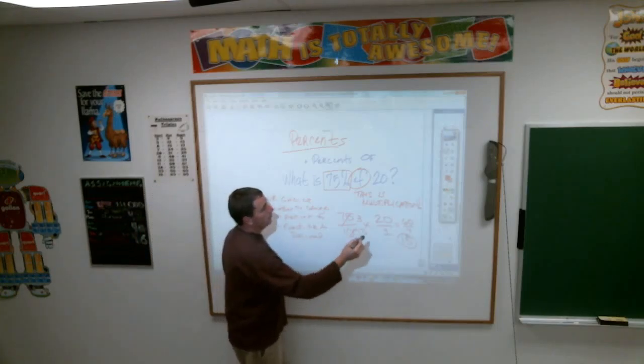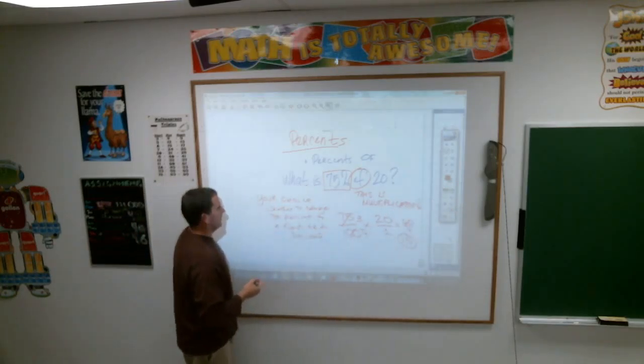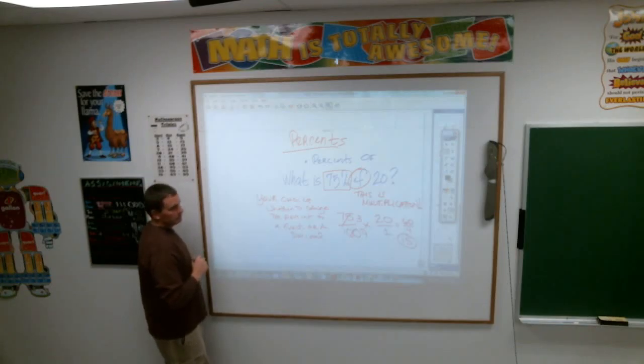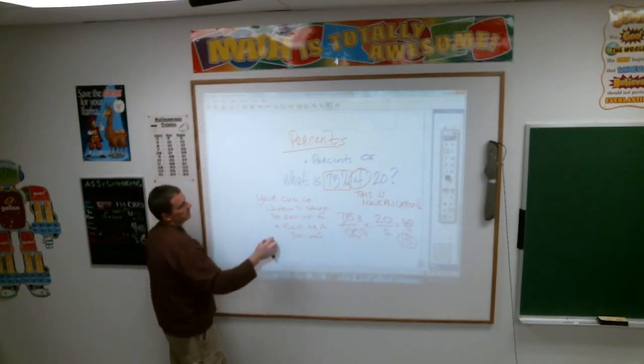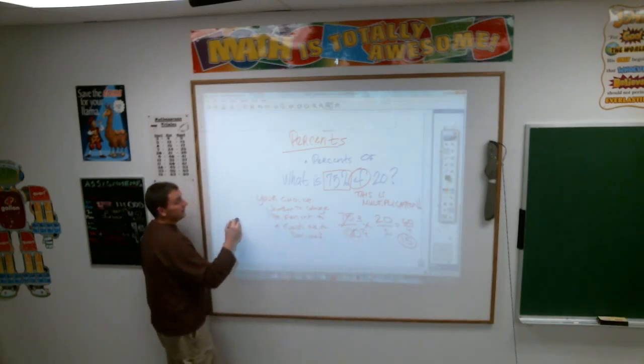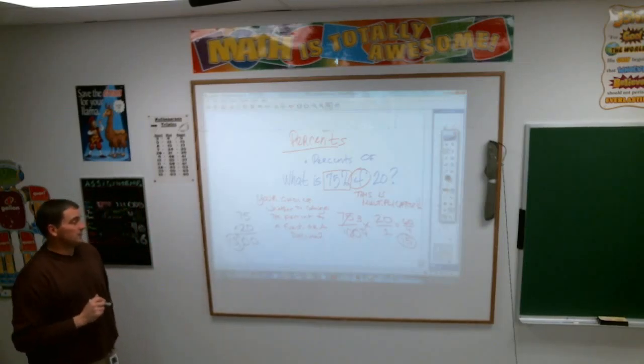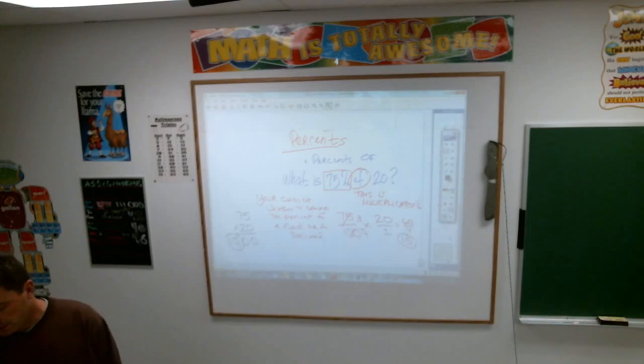Or, children, you could change percent to a decimal. What is 75% as a decimal? Hopefully you know this. Brooke? 0.75. Right, 0.75, because it is 75 hundredths. 0.75 times 20 will give you the same answer. And it is your call which one you would like to use. Maybe in that case, you like the decimal. Maybe in the other case, you don't like it.